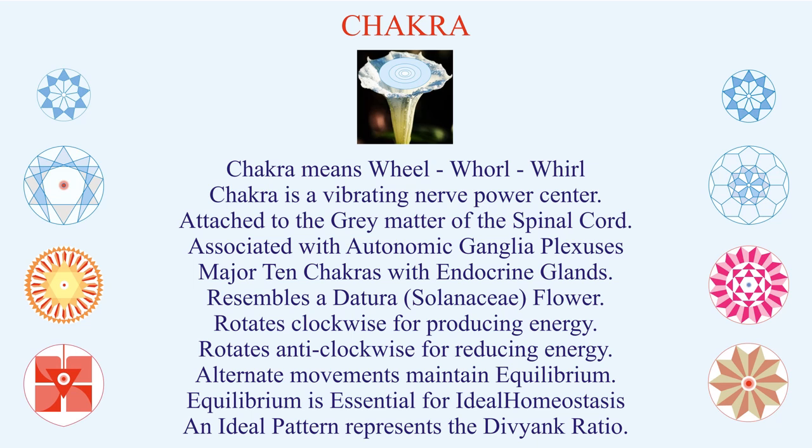As you can see, the length and breadth is in Divyank ratio or Divyank rectangle, or you can see the solar system picture of Divyank rectangle, Divyank ratio, as well as whirlpool, as well as spiral galaxy. They all represent the same thing, macrocosmic, microcosmic.